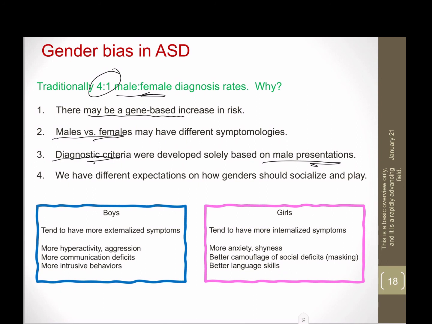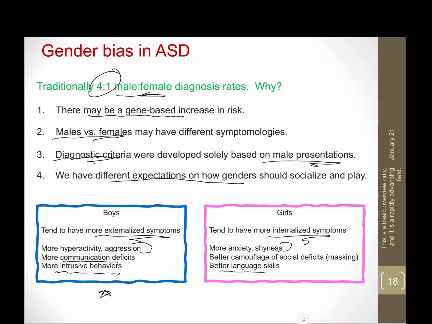Another thing that we can think about is we have different expectations on how different genders socialize and play. So even if a boy or a girl are expressing the same behavior, it might be socially acceptable in one gender and not in another. Examples of these differences are that boys tend to have more externalized symptoms that are more obvious to their caretakers, while girls tend to have more internalized. Boys are more likely to have hyperactivity or aggression, while girls are more likely to have anxiety and shyness. And boys are more likely to have communication deficits, while girls are more likely to have better language skills, especially verbal language skills. Boys are often expressing more intrusive behaviors that are interrupting other people and more obvious, so their behaviors are much more likely to be noticed.